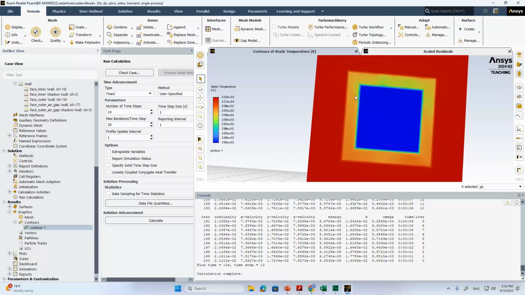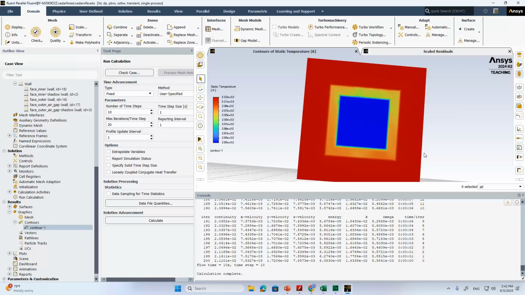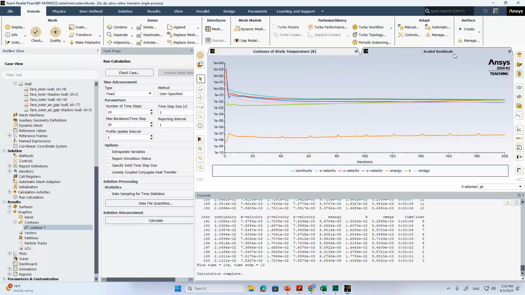And also the temperature is no longer uniform, right? It's different temperature at different places. So if you keep running the simulation, here you can click calculate again. It will continue the simulation. It's not going to start all over again. It will continue the simulation from here.